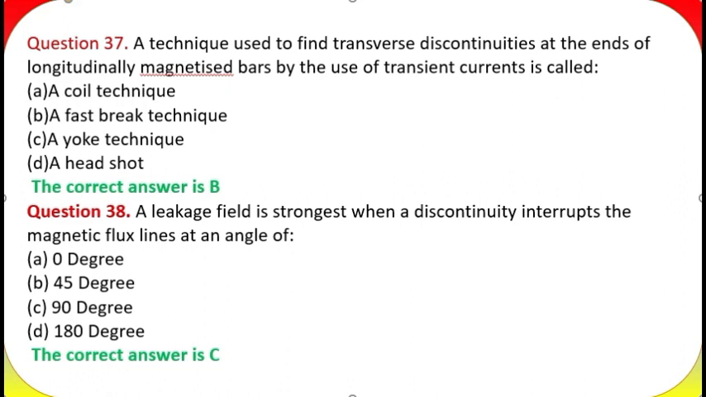Question 38. A leakage field is strongest when a discontinuity interrupts the magnetic flux lines at an angle of A. 0 degree. B. 45 degree. C. 90 degree. D. 180 degree. The correct answer is C.